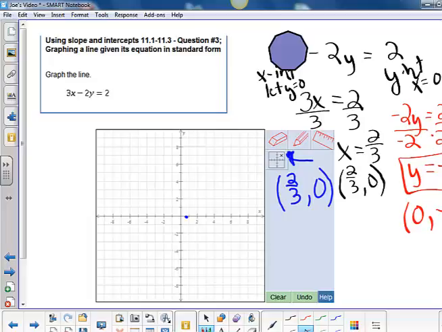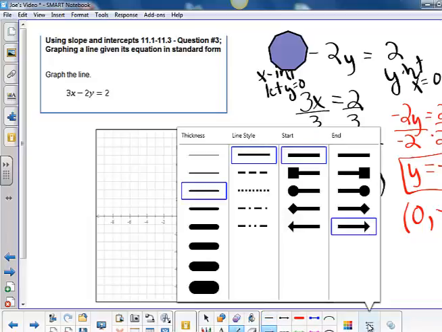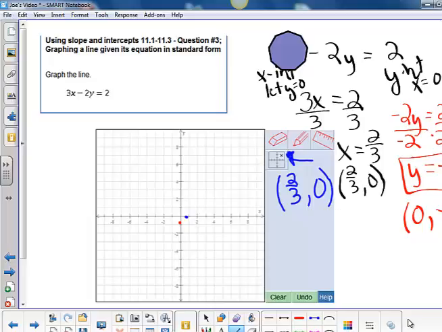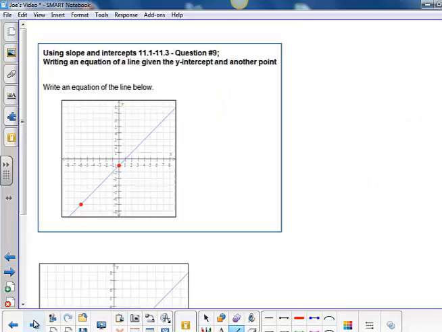Now this I can very easily graph, and you can actually very easily plot this. Okay? All right? And then all you want to do is connect your 2 dots with a line, and that is how you graph a line given its equation in standard form.